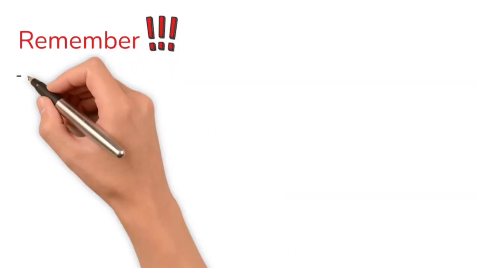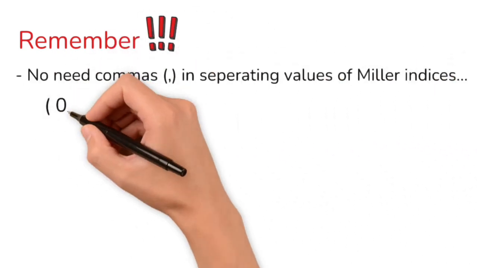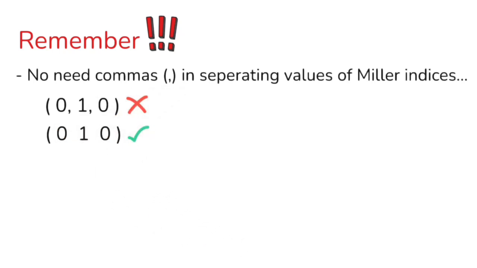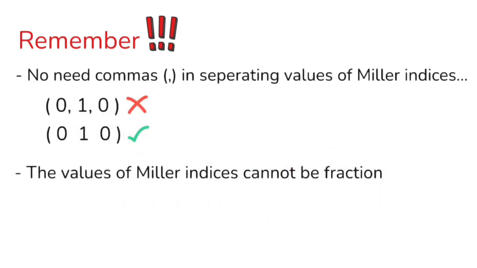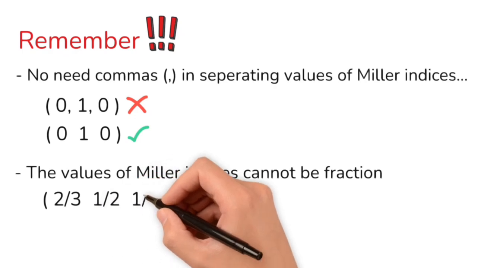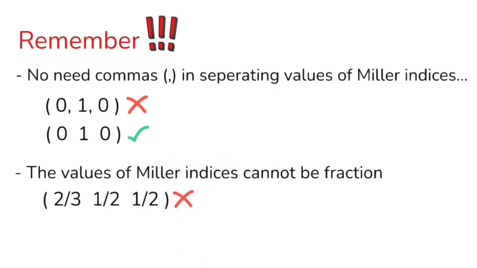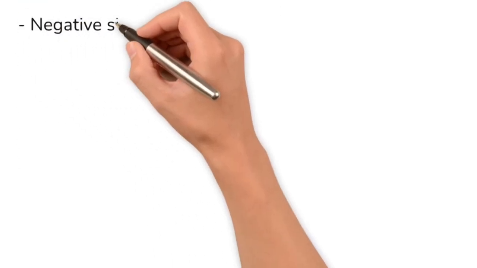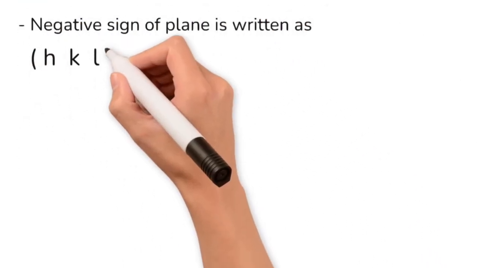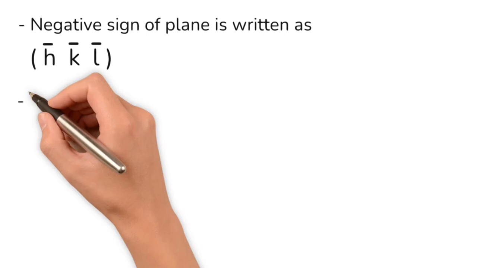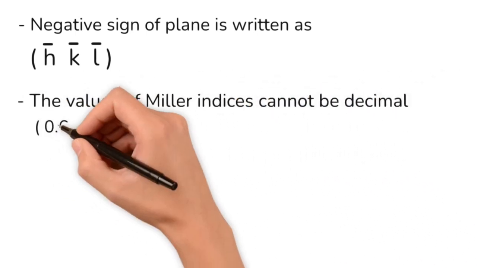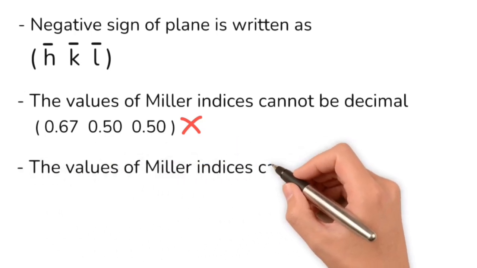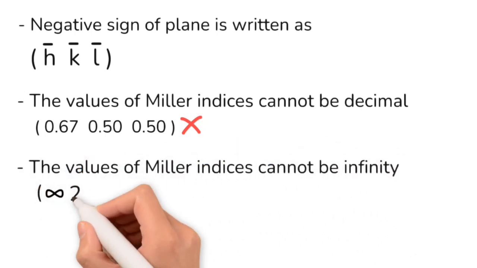There are some important things that we need to remember. First, there is no need for commas in separating the values of Miller indices. Second, the values of Miller indices cannot be fractions. Third, always start from the origin. Fourth, the negative sign of a plane must be written as shown below. Fifth, the values of Miller indices cannot be decimals. Sixth, the values of Miller indices cannot be infinity.